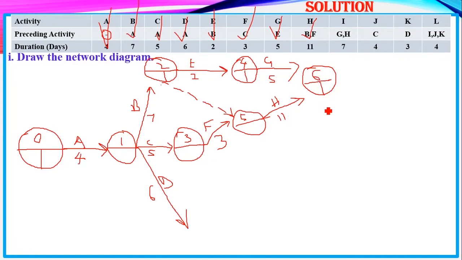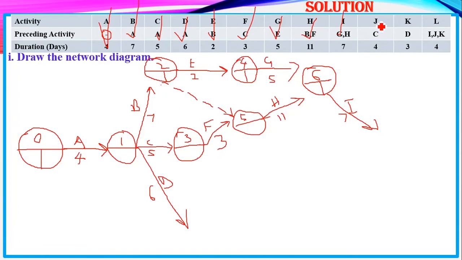Then these ones are preceding another activity that we are calling I, activity I, and activity I is taking 7 days. We are done with that. So G and H are both of them connecting to I.